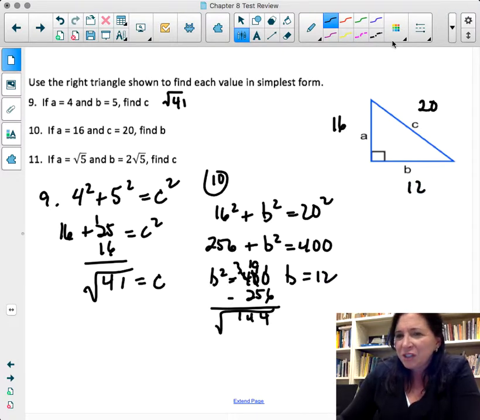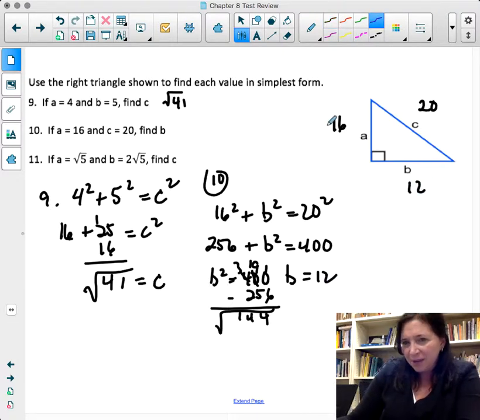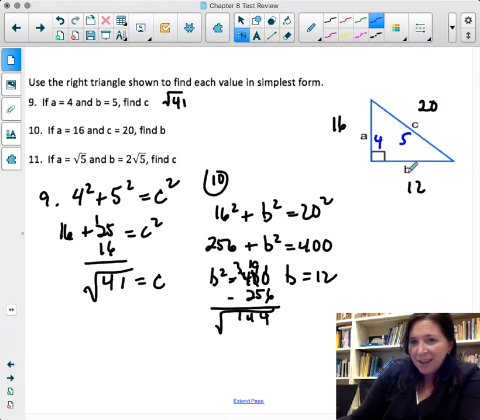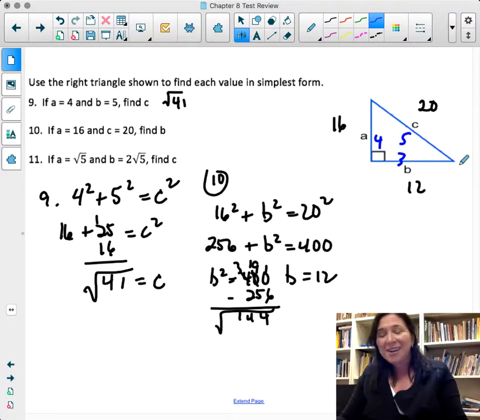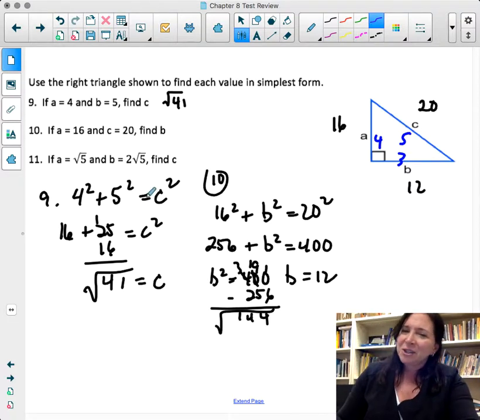Now, I'm not sure if you noticed this, but if I were to divide by 4 on both of these, this would have been 5, this would have been 4, and dividing by 4, this would have been 3. So 3 times 4 was 12. So I could have figured it out another way. I'm not sure if you noticed that.